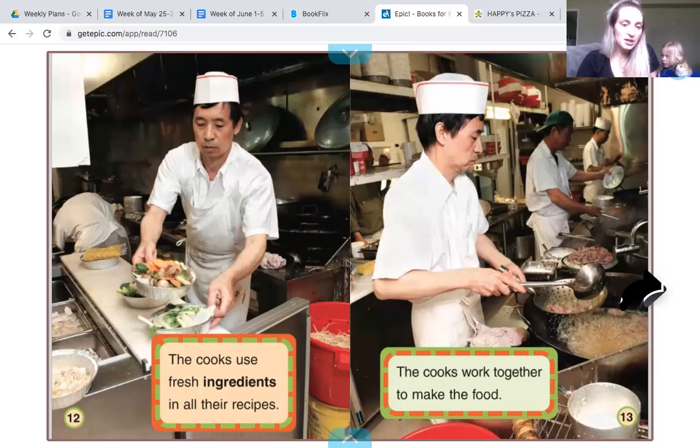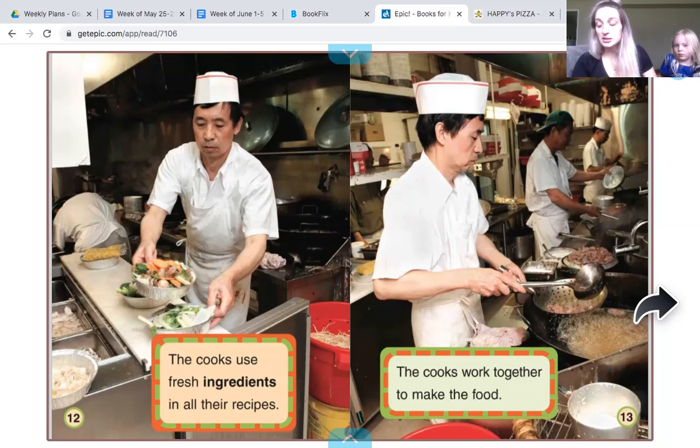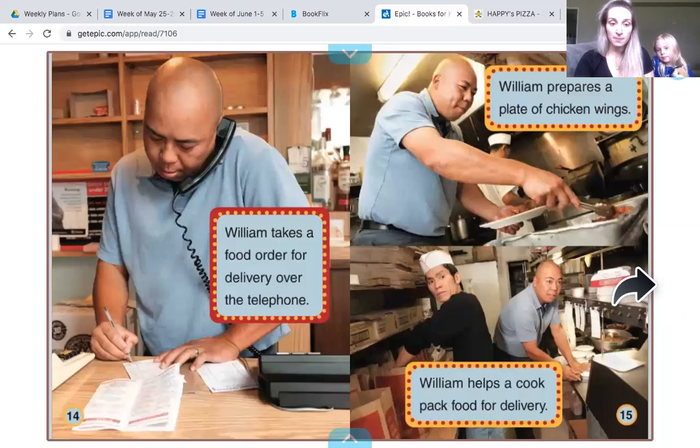So you see that word ingredients down here is in bold. What does ingredients mean? We talk about this sometimes with cooking. Ingredients are the different things that you're going to use to make a meal. So if we were making a peanut butter and jelly sandwich, our ingredients would be peanut butter, jelly, and bread, right? We would have those three ingredients.